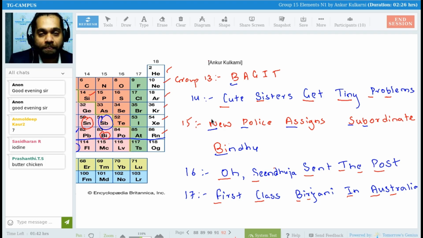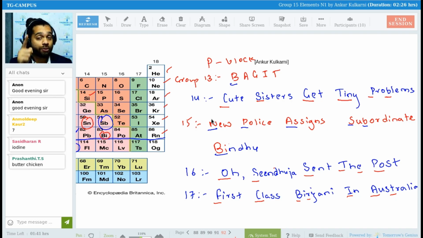Okay, so this is your P block. This is the whole P block. In this class, I have spent a good 25 minutes on this. So in the next class, I want you to remember these elements. Definitely, I am telling you, I am going to ask you in the next class. Is it clear, everyone?